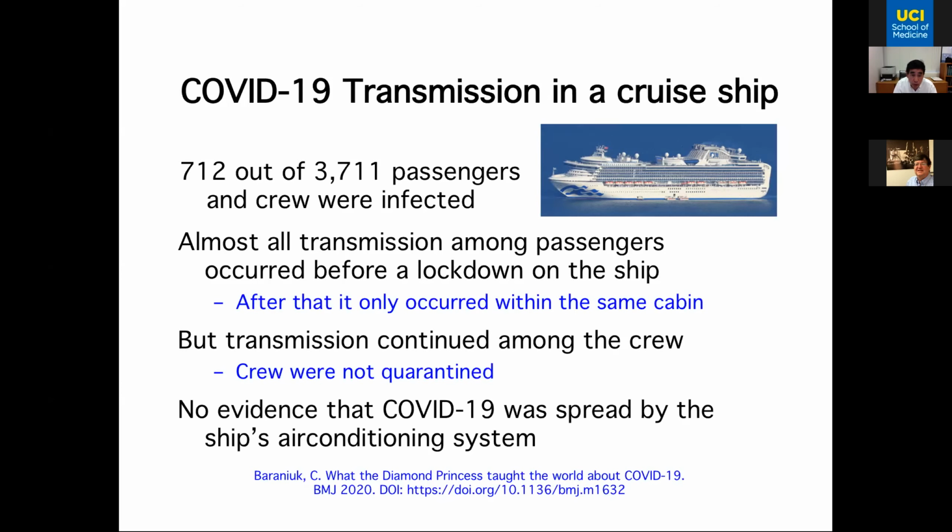In contrast with the crew, they were not quarantined, and there was continued transmission among the crew. And we know that the ship's air conditioning system does not seem to have been involved. If it were, then we would have much more spread among the passengers.